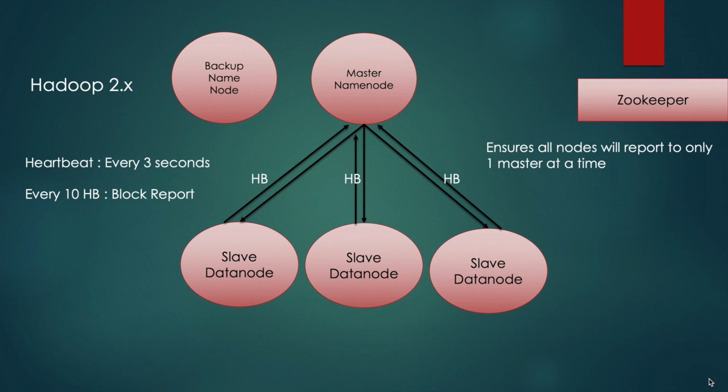In case the master node fails, the data nodes will be informed by the zookeeper that the backup master will be your new master and you should be reporting to the backup machine. So in this entire process there will not be any downtime, because the new master or the backup node has all the backup of the metadata present in the name node. This is called high availability in Hadoop 2.